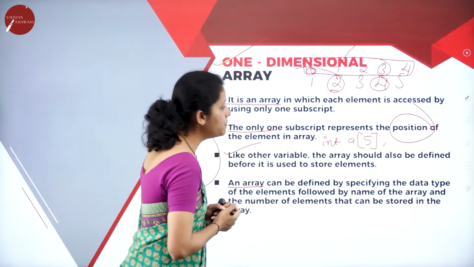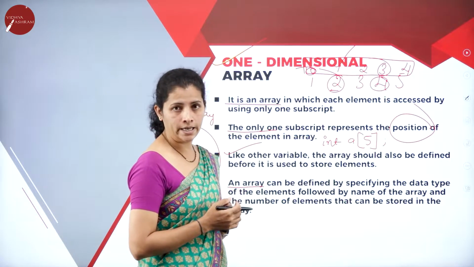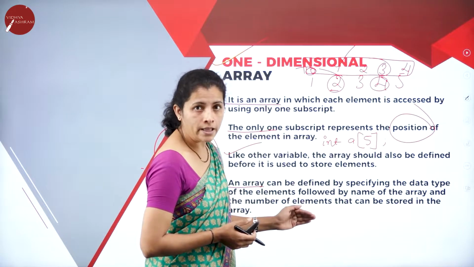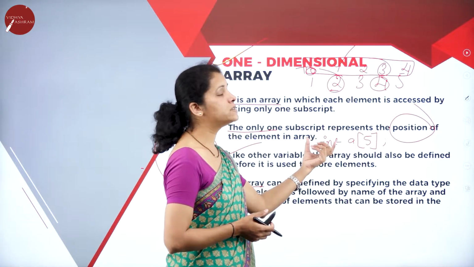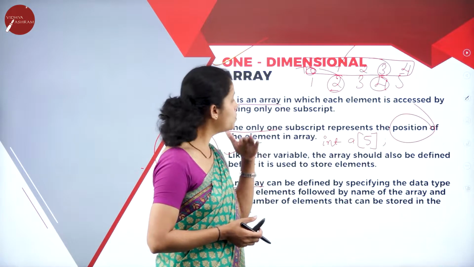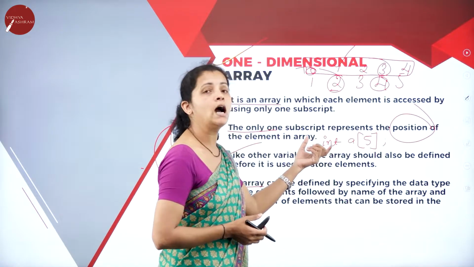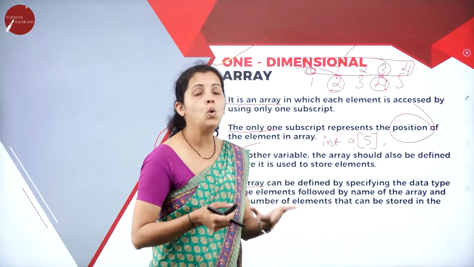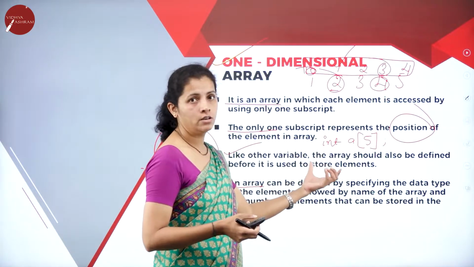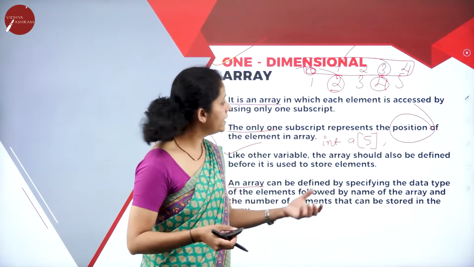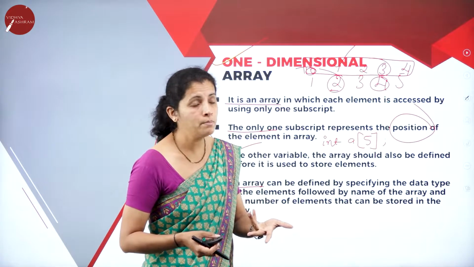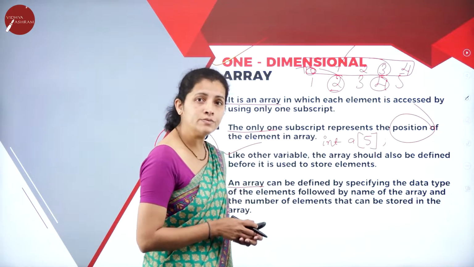An array can be defined by specifying the data type. So if I want to define the array, first I need to specify the data type. That means what kind of data I'm going to use. For example, if I'm writing whole numbers, then integer. If I'm having characters, then the data type is character. If I'm having fractional numbers, then the data type is float.